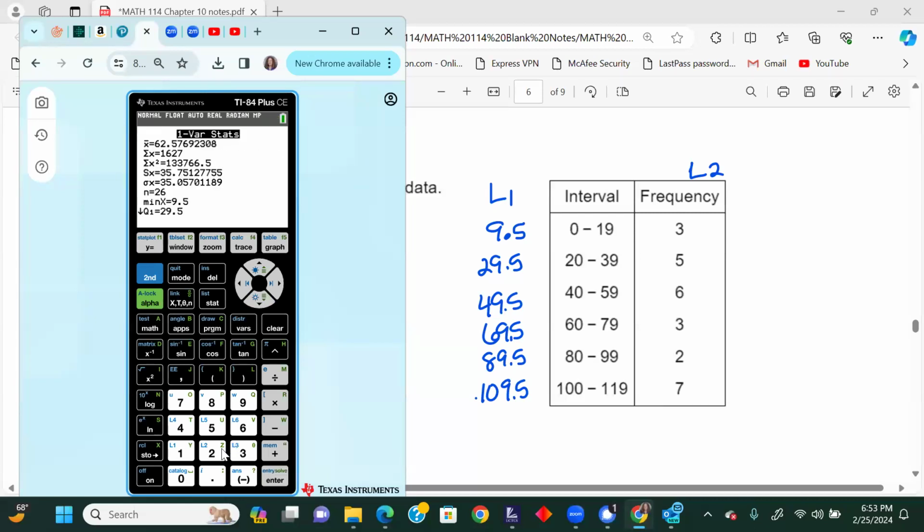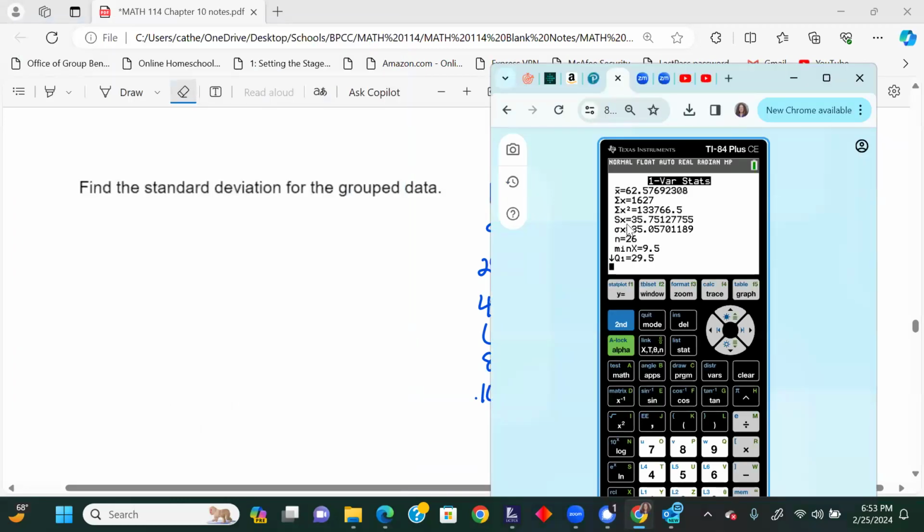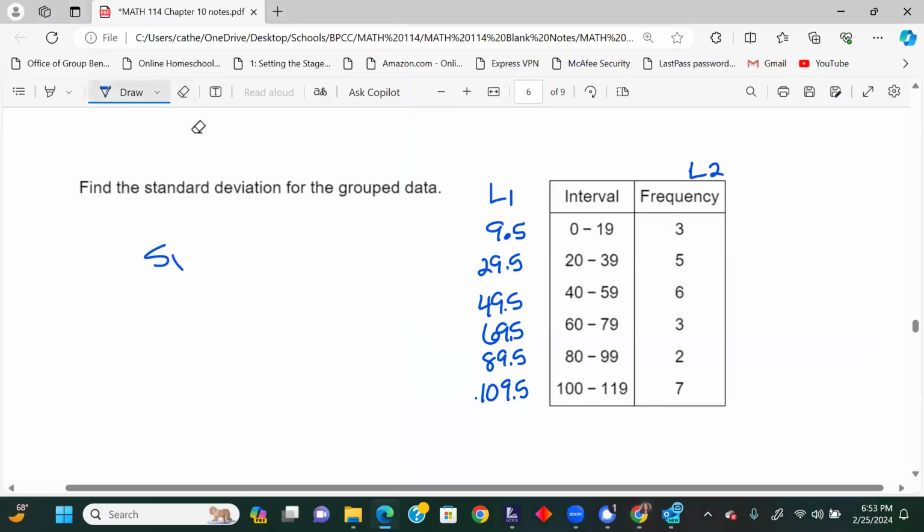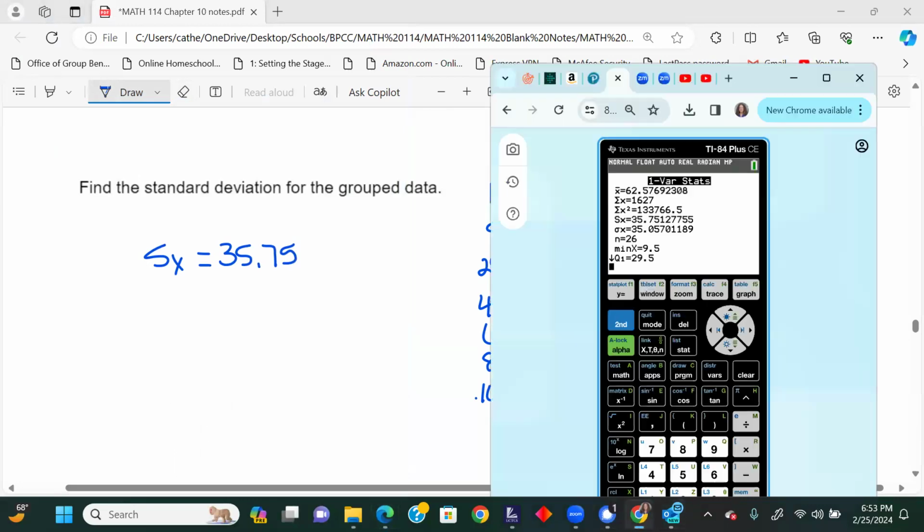And hit Calculate. So the average, let's see what they're asking for. Find the standard deviation. So that's S of x. And again, I'm going to do 2 decimal places, so 35.75. That's a large standard deviation. The mean is 62.5.